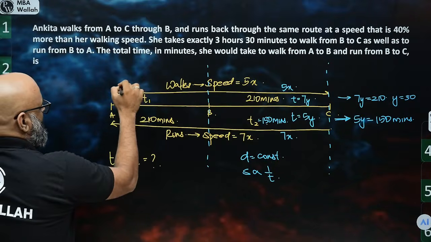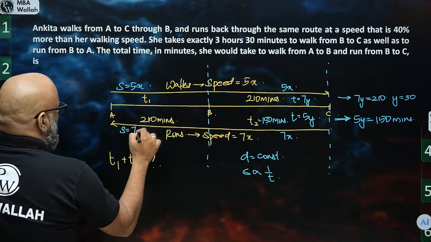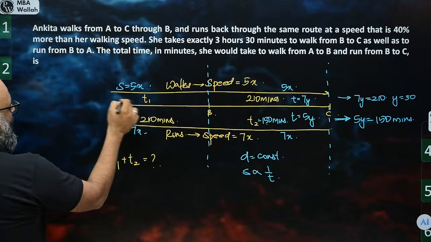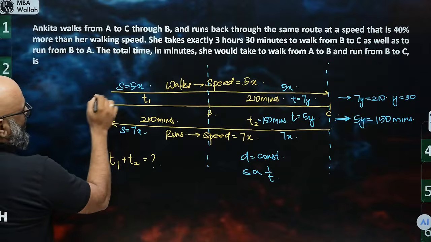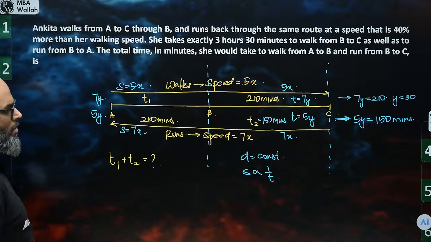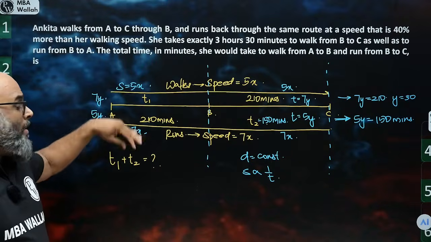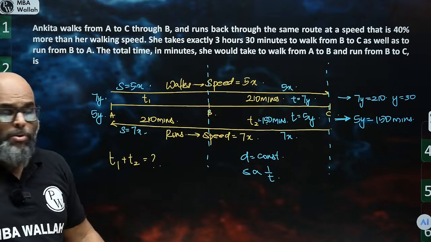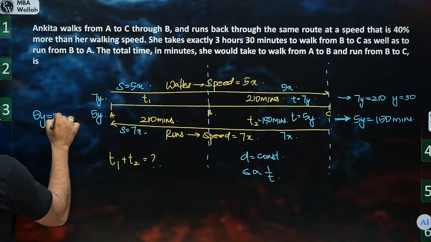5x, speed is equal to 5x here. Speed is equal to 7x here. So the time ratio here will become 7y and 5y. Once again, whatever time they take will be the inverse of the speed ratio. So from here I can say 5y is equal to 210.